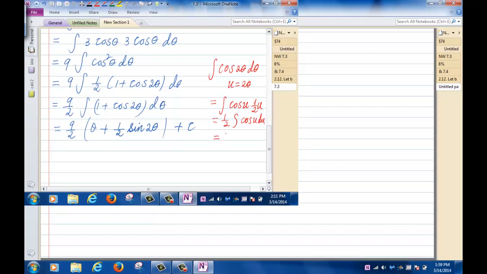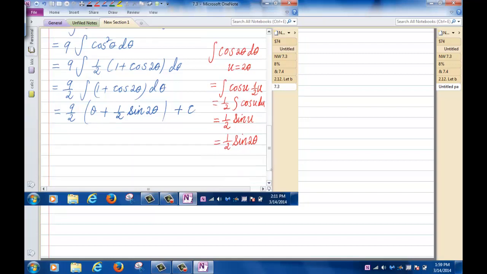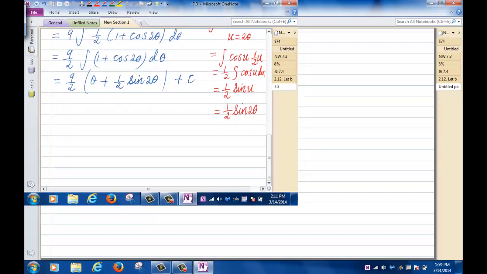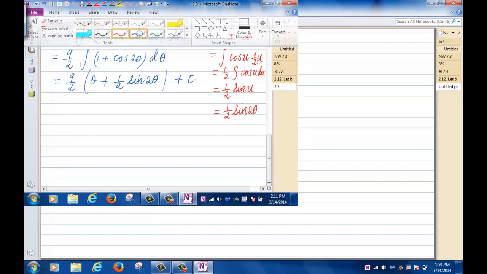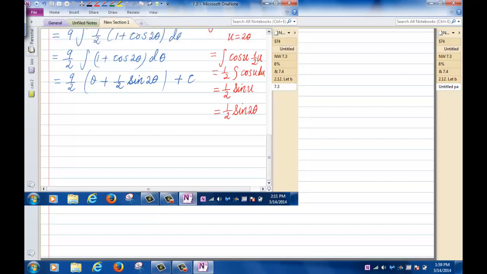So let me just complete. This would be half sine of u, and then this would be half sine. Because I have to go back to theta, I get half sine 2 theta. Okay. All right. So now I am done with the integration, but this was an indefinite integral. Therefore, I have to go and replace theta by x again, right? So how do I do that?